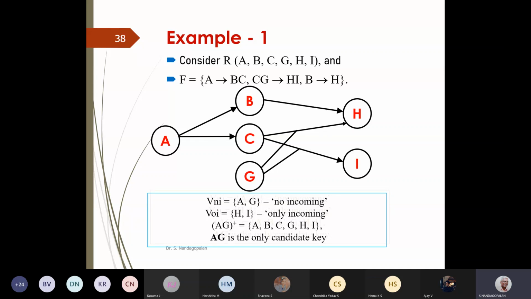So AG is the set of attributes we have in VNI. So find the attribute closure. So it includes all the attributes, all 6. Hence, this is the only candidate key. So that completes the problem. So we will take some more examples.